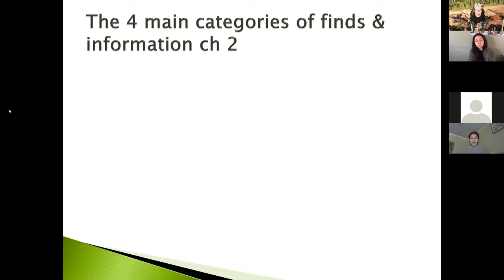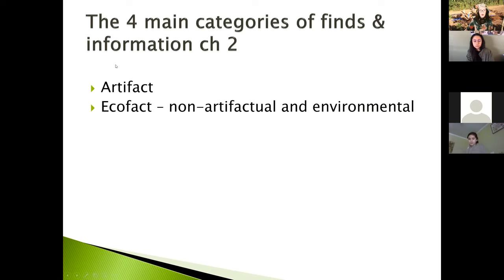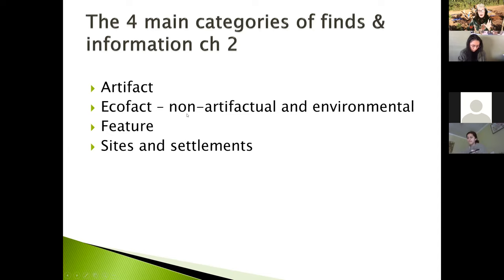And next one here. So one more time, our four main categories of finds or information, again, chapter two: artifact, ecofact, feature, and sites and settlements. All right. Ecofacts are going to be the more oddball one that you probably haven't heard of. But when something's an ecofact, we're finding something that is not manufactured by a person. So, it's not a tool or a pot or a piece of jewelry, or their house, or a walkway, or a boat, or a fireplace. It's going to be something natural that humans were using, bringing into their environment, and that had a purpose for them. But when we find it later, it still looks like, let's say, a tree branch, or a rock that came out of the riverbed. So these are going to be things where we're looking for some of their environmental clues and some other purposes that humans might use them.